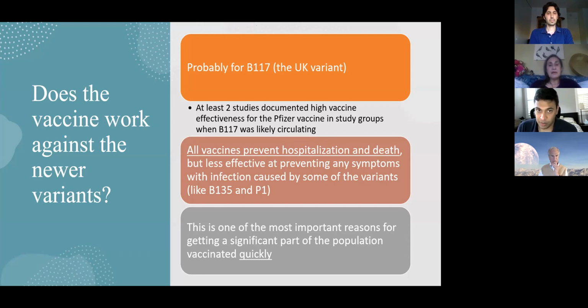All vaccines seem to be preventing hospitalization and death, though how much it does that varies based on the vaccine and the variant. And for some variants, that efficacy is probably a little less. And 2 of the ones we are worried about are B1351, which is the South Africa variant, and then P1, which is the Brazilian variant. And the rise of these variants is one of the really important reasons for all of us to try and get vaccinated as soon as possible.